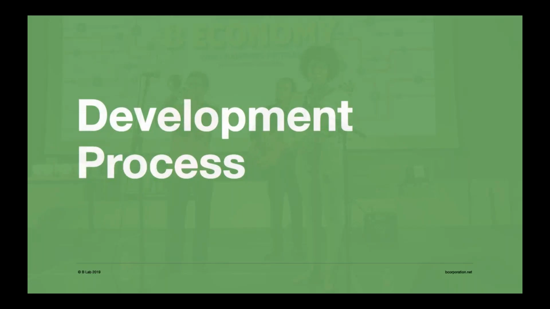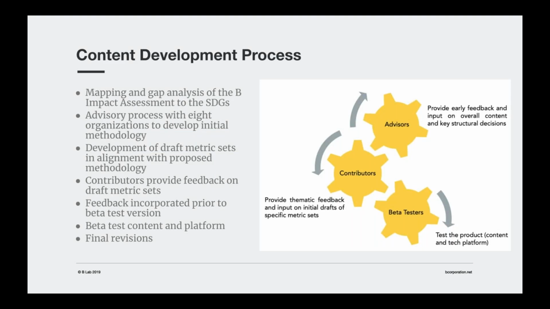And so, onto the development process. At the core of this platform is a tool that B-Lab has had for quite some time, the B-Impact Assessment, which is a measure of comprehensive social and environmental performance of a business. It predates the Sustainable Development Goals. And so the starting point was a mapping and gap analysis of the questions and content of that tool to identify areas that need to be developed for the particular purposes of the SDGs.